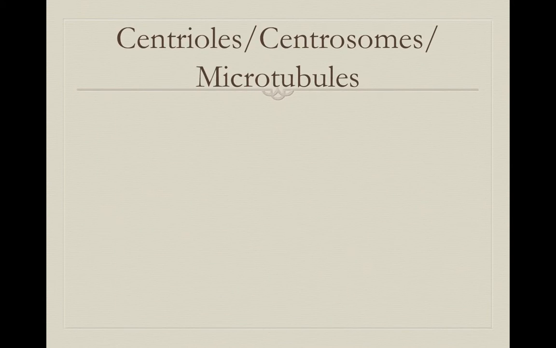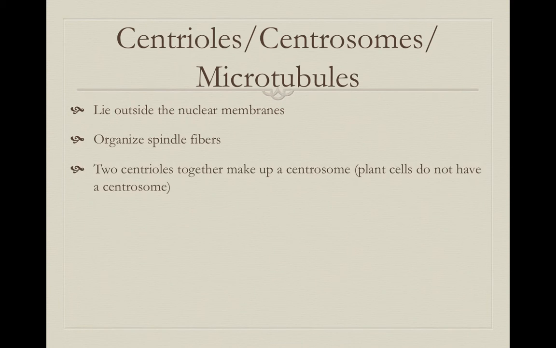Centrioles, centrosomes, and microtubules. They lie outside the nuclear membranes. They organize spindle fibers, which actually I believe you can find in mitosis and meiosis. Two centrioles together make up a centrosome. Plant cells do not have centrosomes, actually. Centrosomes are just found in animal cells. However, plant cells have MTOC, microtubule organizing centers.